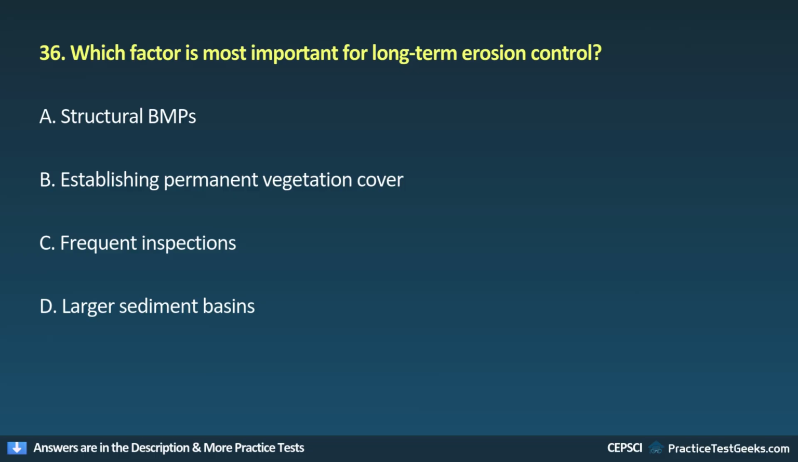36. Which factor is most important for long-term erosion control? A. Structural BMPs. B. Establishing permanent vegetation cover. C. Frequent inspections. D. Larger sediment basins.